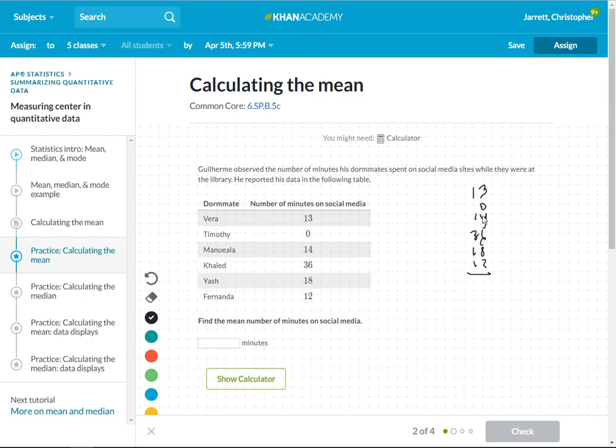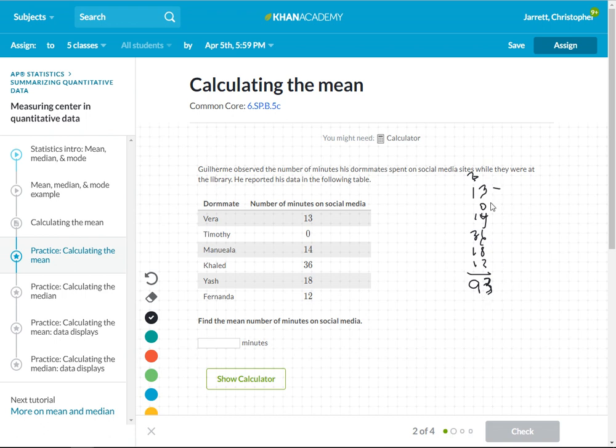3 plus 4 is 7. 7 plus 6 is 13. 13 plus 8 is 21. 21 plus 2 is 23. So that's a 3. Carry the 2. There's 2, 3, 4. 4 plus 3 is 7. 7 plus 2 more is going to be 9. So that's 93 total.